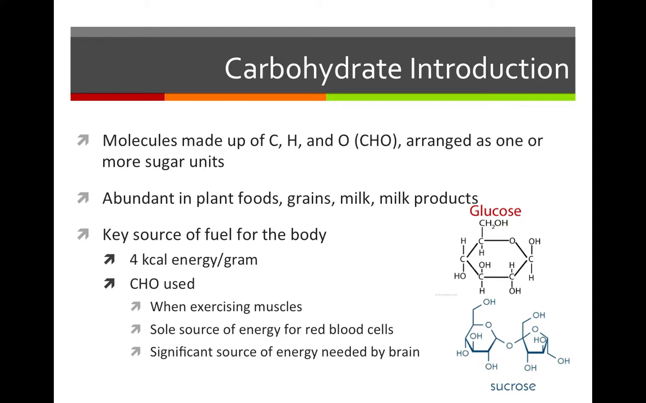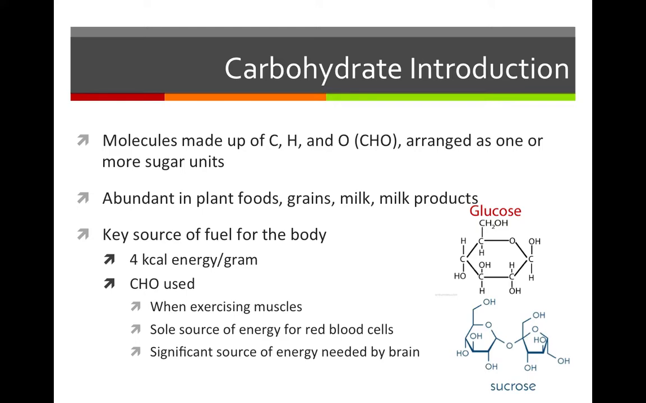So carbohydrates are molecules made up of carbon, hydrogen, and oxygen, which is why you may see them called by the acronym CHO. These are arranged to form one or more sugar units, like glucose, as seen on this slide, which is just one sugar unit, and sucrose, which is made up of two sugar units, glucose and fructose, joined together with a glycosidic bond.